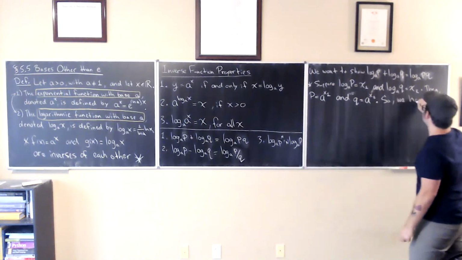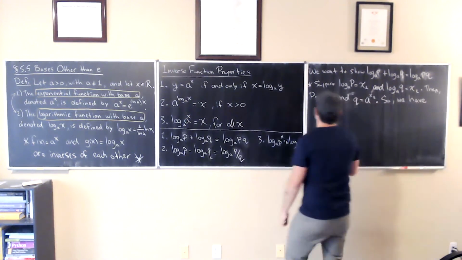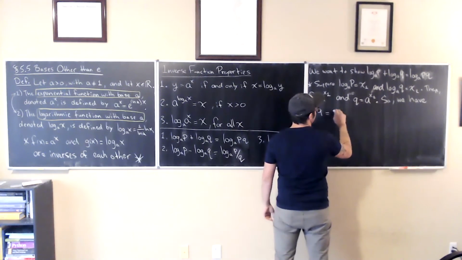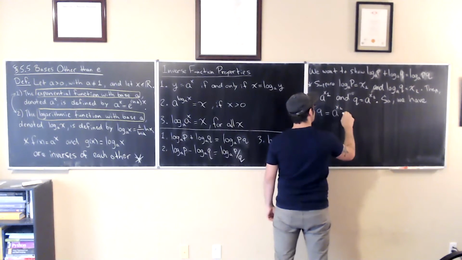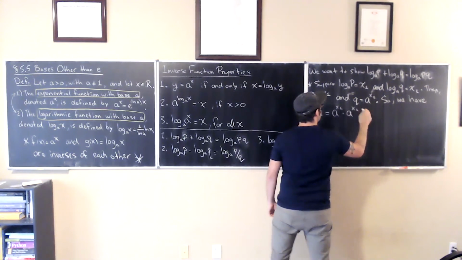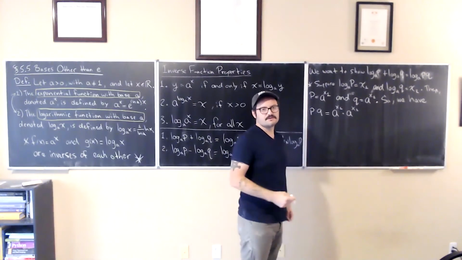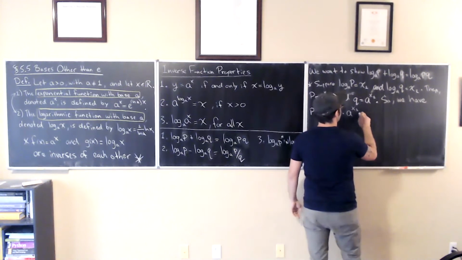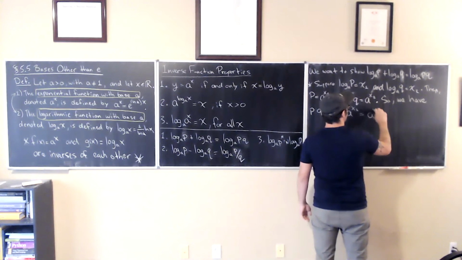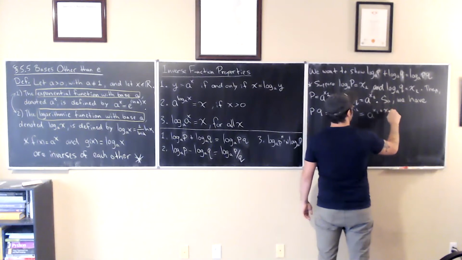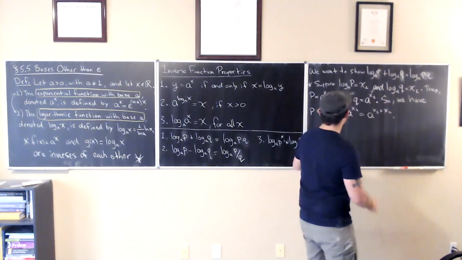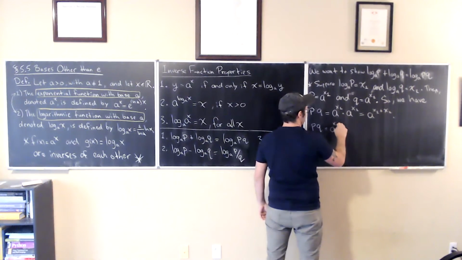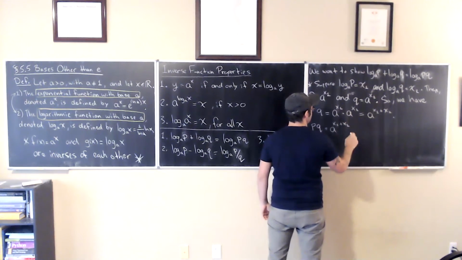P times Q is equal to that times that, right? But these have the same base, and whenever you have the same base and you multiply, you just add their exponents. So this is going to be equal to A to the power X1 plus X2. So what do we have? We have that P times Q is equal to A to the power X1 plus X2.